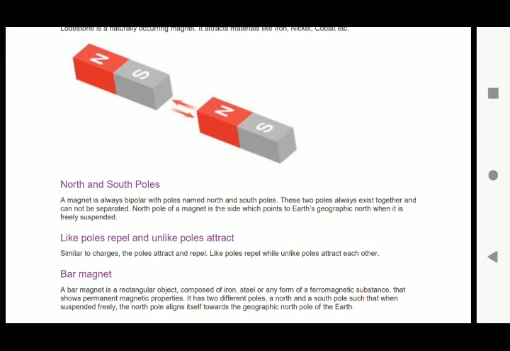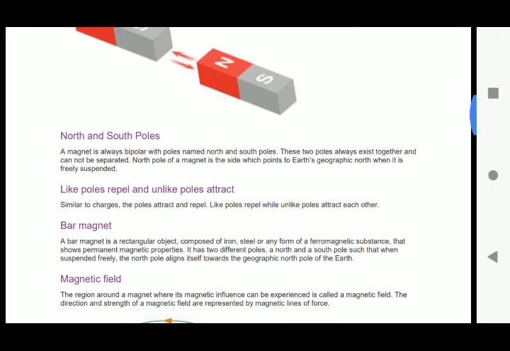Second property is that like poles repel each other and unlike poles attract each other. That means a north pole repels a north pole and a south pole repels a south pole, but a north pole attracts a south pole and a south pole attracts a north pole. Do you know what are the uses of magnets? Magnets are used in radio, television, stereo speakers, in refrigerator doors, in children's toys, etc.